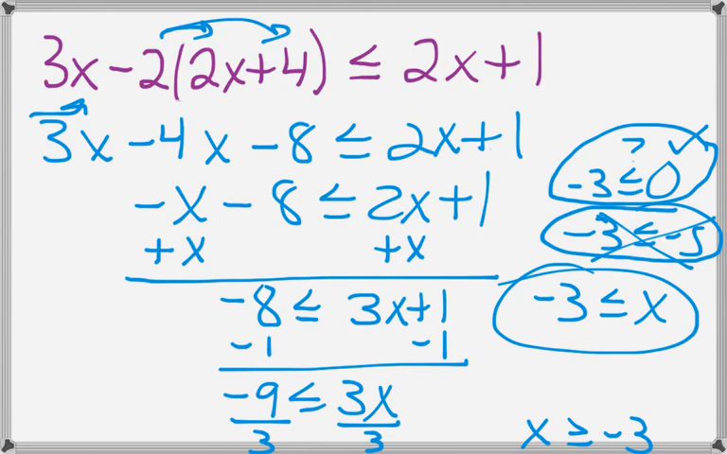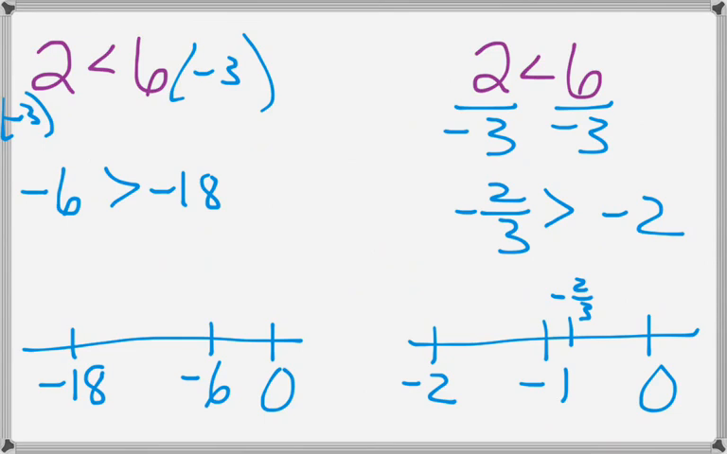It doesn't matter what you're planning for the variable to take on if it's disappeared. So, like our statement here, 2 is less than 6. Right? That was always true because there's no variable.